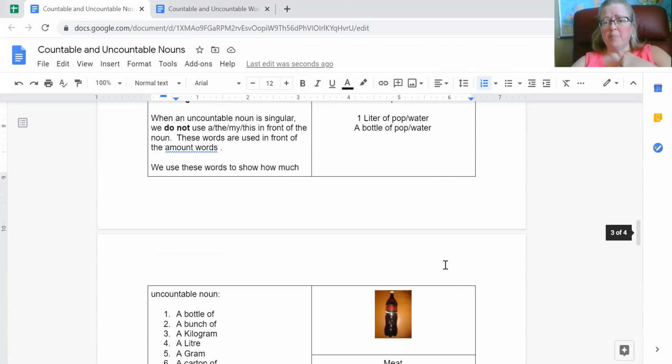We've used the example of liquid. That is one of the big things that we use as an uncountable noun. If you want pop or Coke, we do not say, I want a Coke, I want a bottle of Coke. I want a bottle of water. Or I need bottles of water or bottles of Coke. We use measurements like liter to measure or talk about liquids, things that can pour.